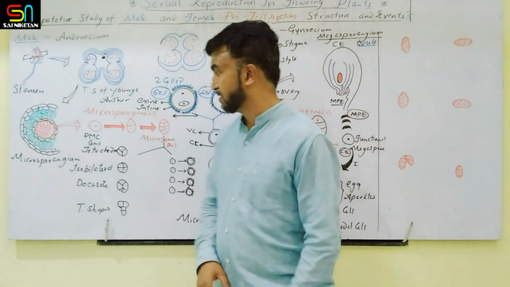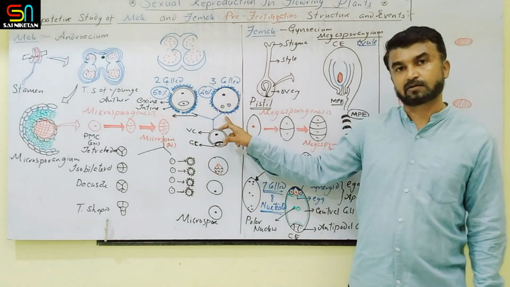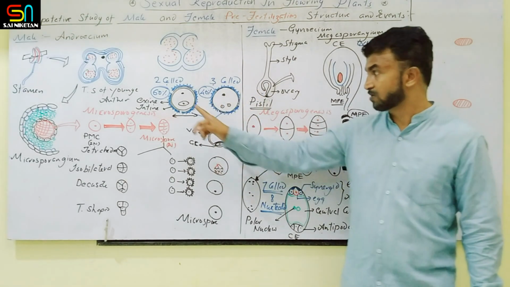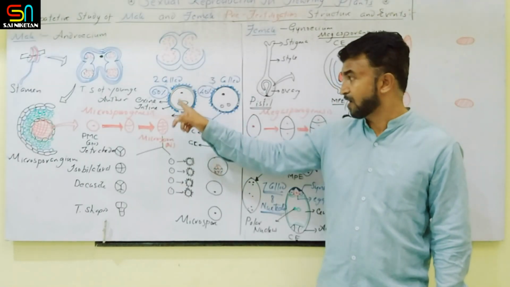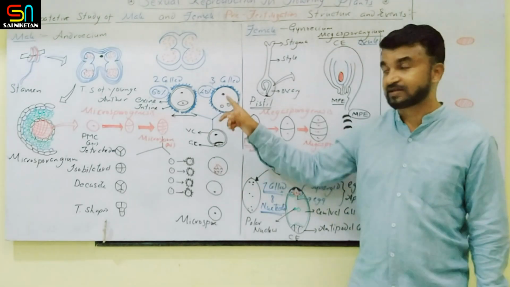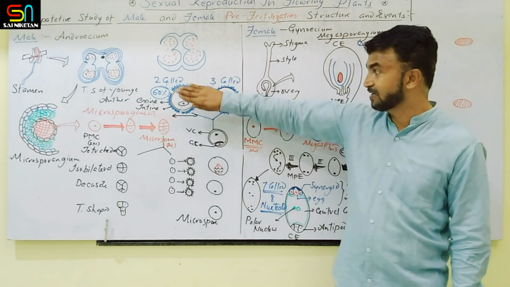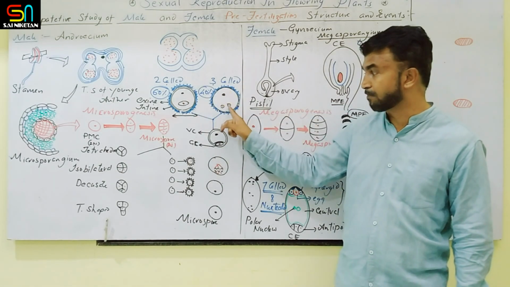Can you compare? The male gametophyte is either 2-celled or 3-celled. The male gametophyte is nothing but the pollen grain. If it is 2-celled, it contains a vegetative cell and a generative cell. If it is 3-celled, 1 vegetative cell and 2 male gametes. These are the male gametophyte. In that one, these are the male gametes.